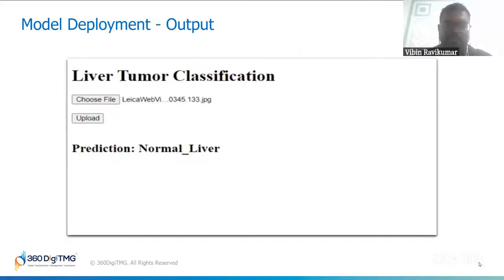Okay, I think this was the end UI that we had seen, right, David? Yeah. Okay, wonderful.